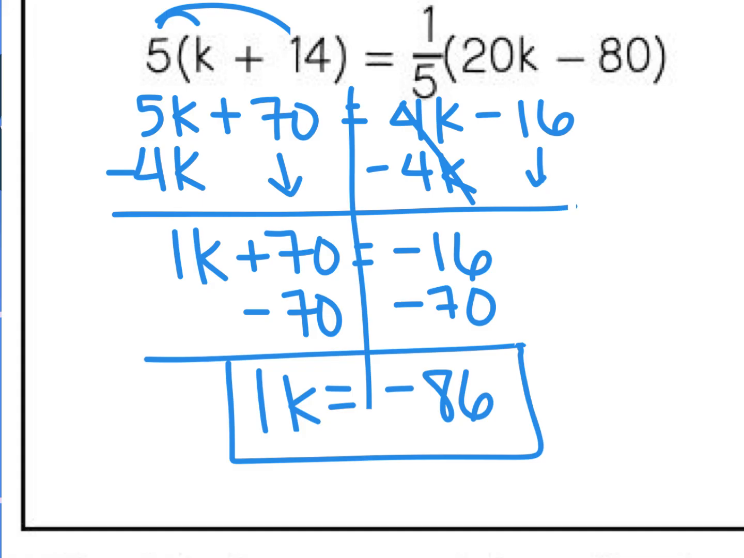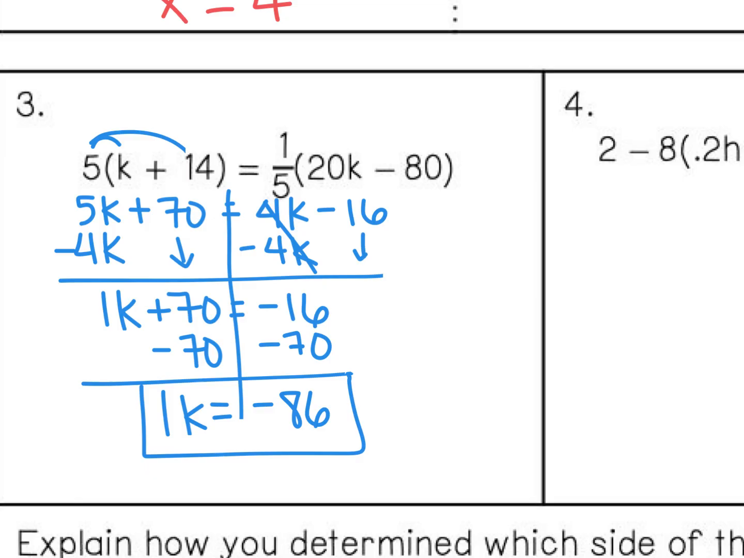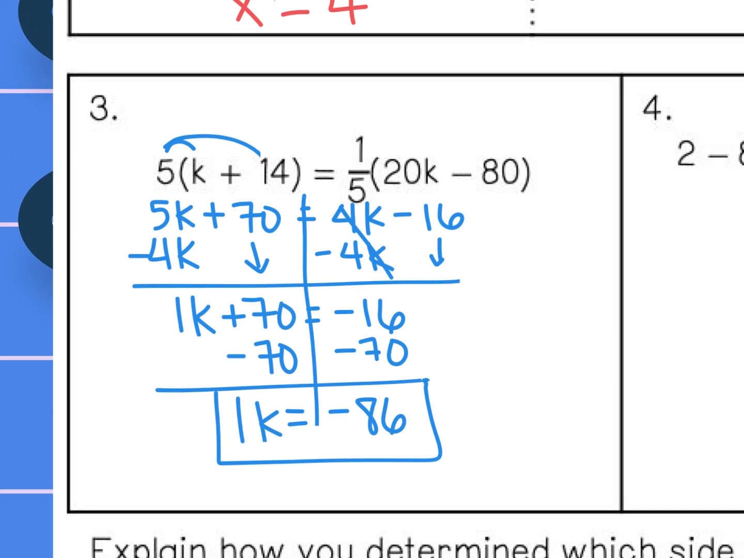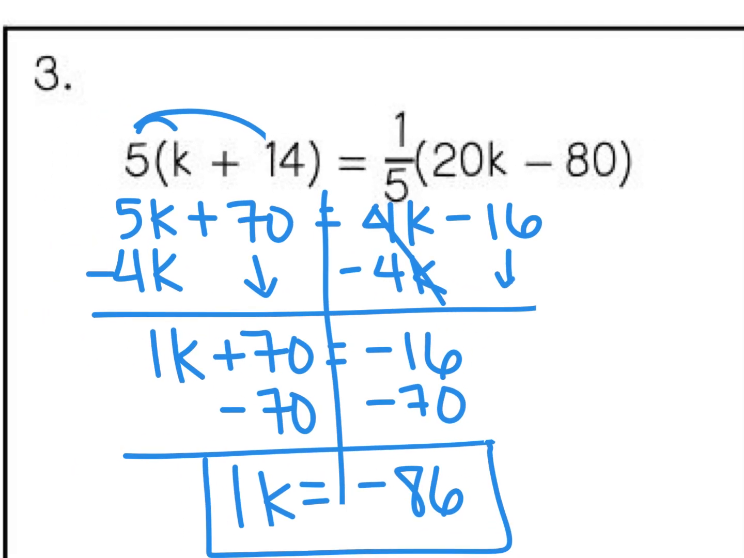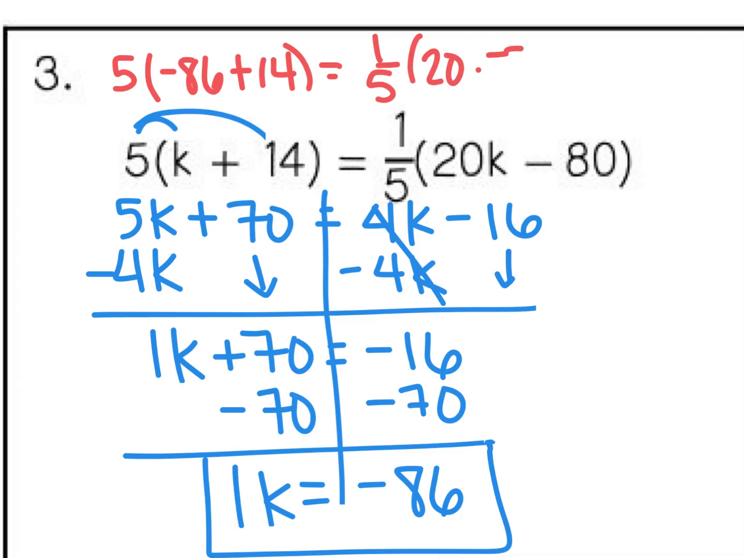And if we divide by 1, we get the same thing. Now, let's talk about how to check it, because that is going to be the piece that is super important. They didn't give us a box to check on this one, so I'm just going to write it up here. So, you're going to do 5 parentheses. We're saying K is negative 86 plus 14 equals 1/5, 20 times negative 86 minus 80. So that's what you're going to do when you check.